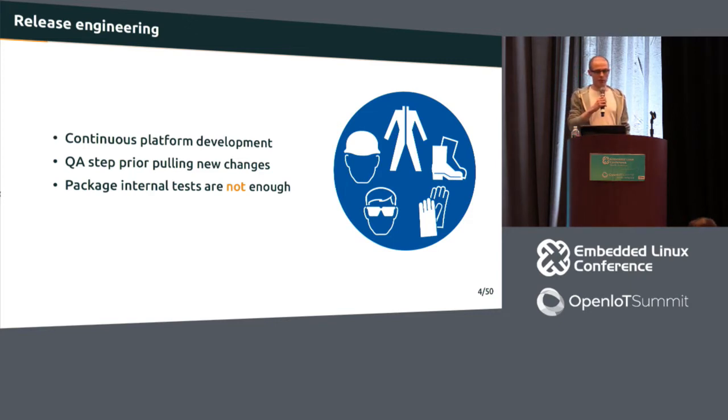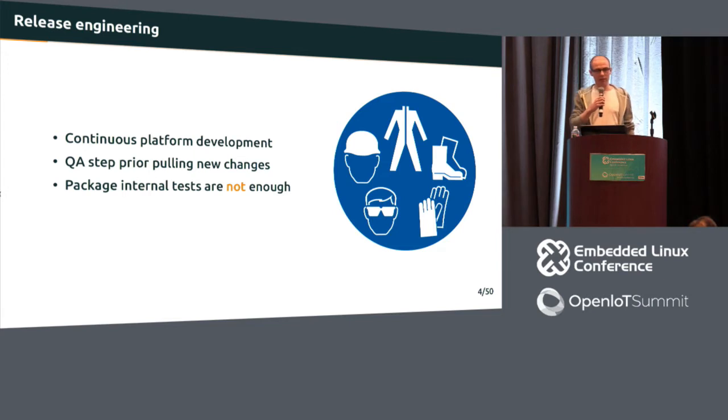So release engineers act upon it, and there is a QA step prior to publishing each snapshot. Although internal package tests are really helpful, it's not enough for us. Since we have to take care of devices that are being used by various developers, we tend to check all the snapshots on actual hardware before publishing them, so that we know that there will be no unexpected behavior or any damage made to those devices.